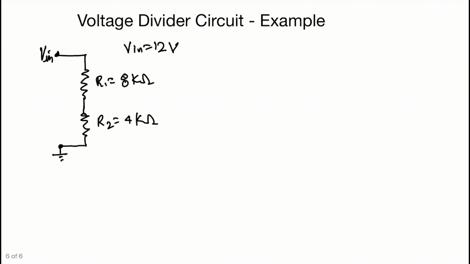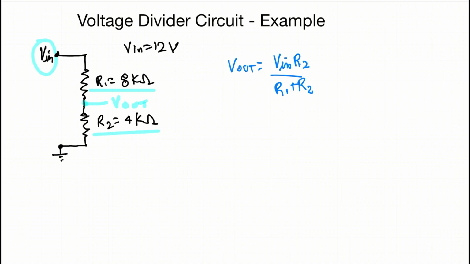Next, I want to look at an example. So in this example here, the input voltage is 12 volts. This first resistor is 8 k ohms. The second resistor is 4 k ohms. So we want to know this V out right here. What is the voltage across the second resistor, R2? So we know that V out is equal to V in times R2 over R1 plus R2. We just derived that, so we know that.